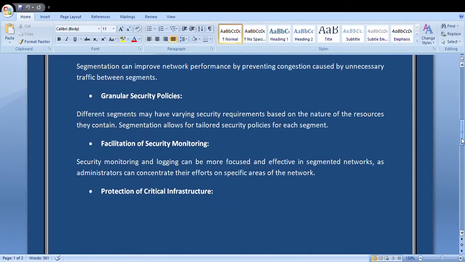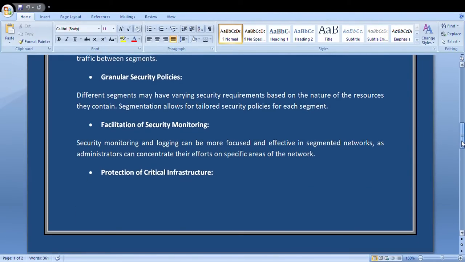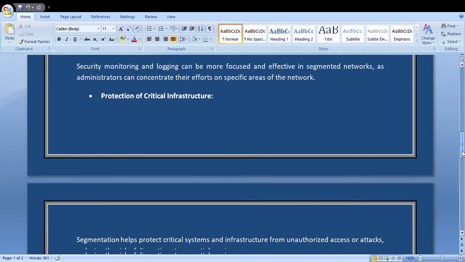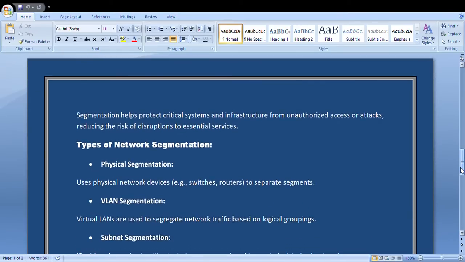Facilitation of security monitoring. Security monitoring and logging can be more focused and effective in segmented networks, as administrators can concentrate their efforts on specific areas of the network. Then protection of critical infrastructure. Segmentation helps protect critical systems and infrastructure from unauthorized access or attacks, reducing the risk of disruption to essential services.